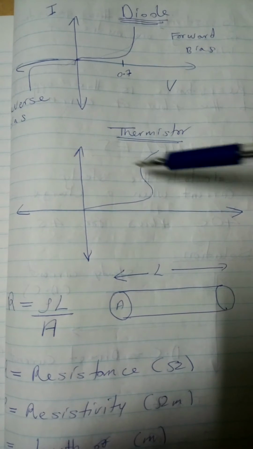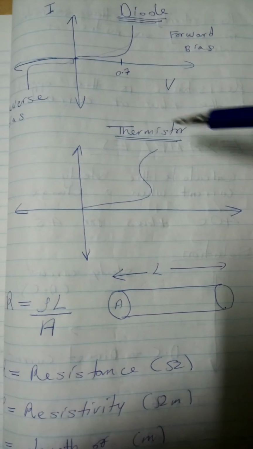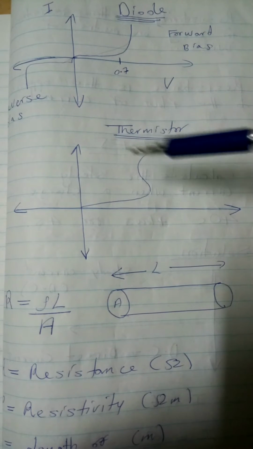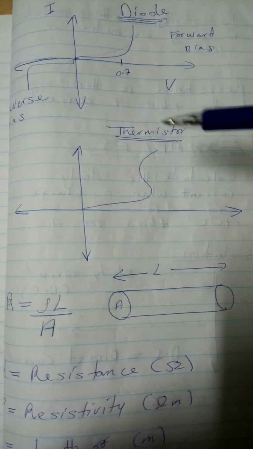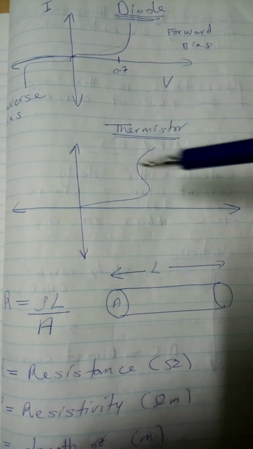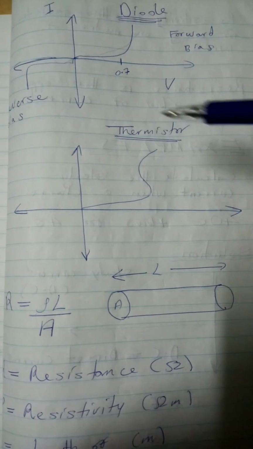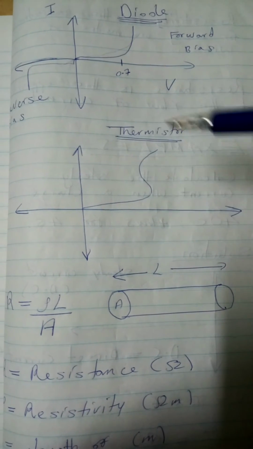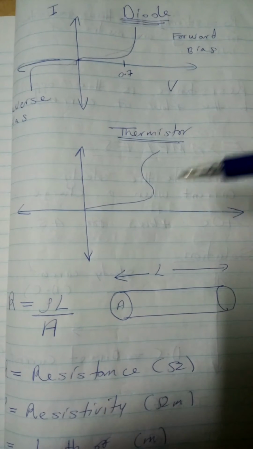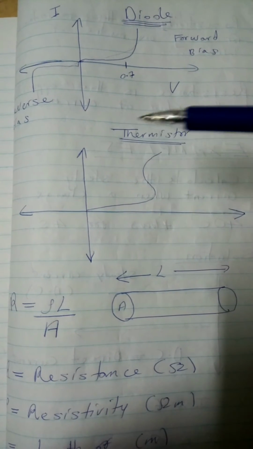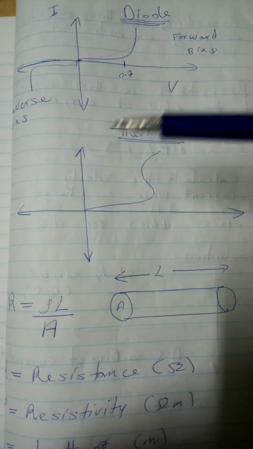So the thermistor is a type of resistor, but this is a heat dependent resistor. So the value of the resistance changes as the heat on the thermistor changes. So this can behave like a heat sensor in circuits, and we're going to be using the thermistor, the LDRs, in lots of our Arduino projects.